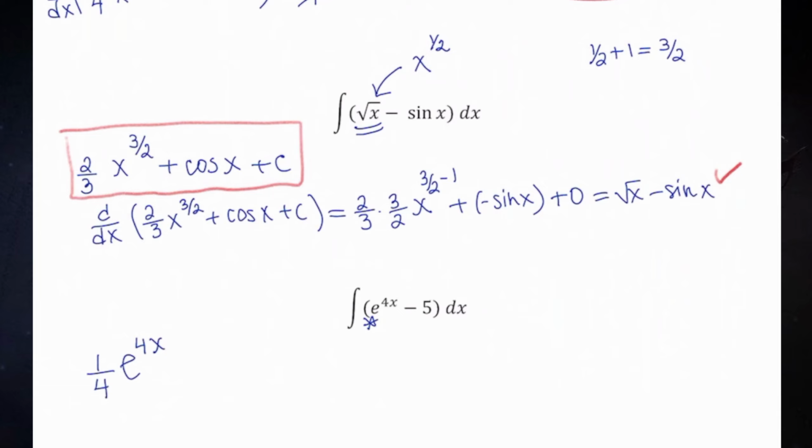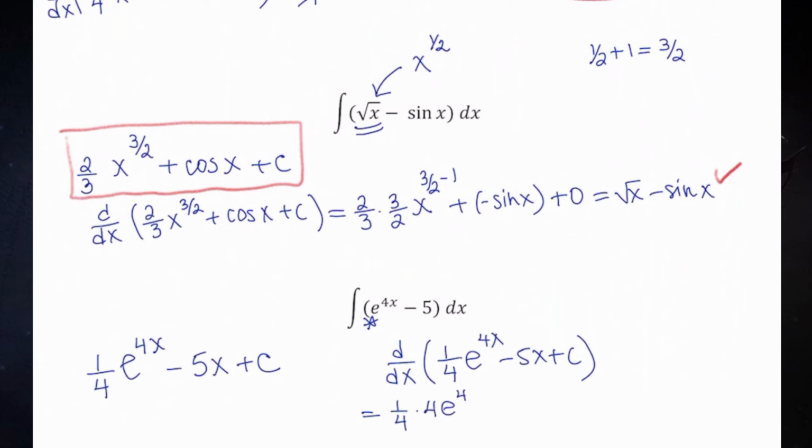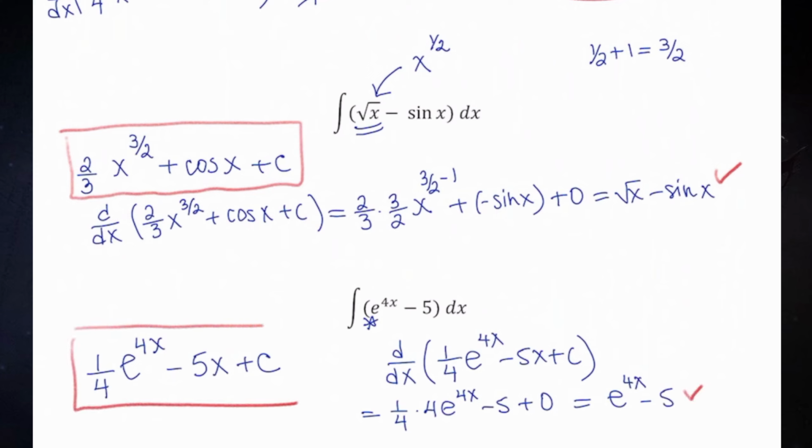And what about the constant term, negative 5? Okay, well, that's just negative 5x and then plus c. And I'm going to go ahead and check. So let's take the derivative of the expression we just got. All right, so what would that be? So that's 1/4 times 4 e to the power of 4x minus 5 plus 0. So that is our integrand. That checks out. So that is our answer for this example.